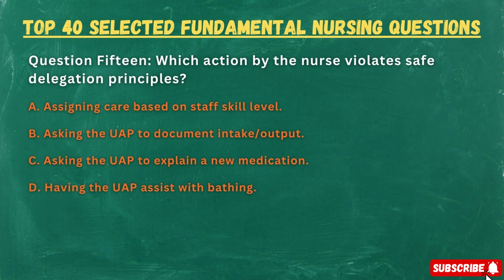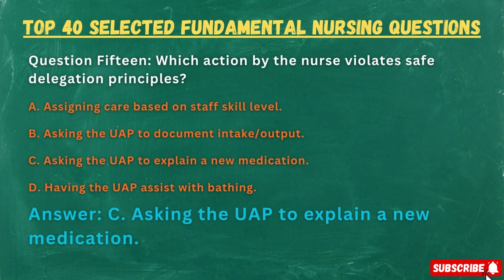Question 15. Which action by the nurse violates safe delegation principles? A. Assigning care based on staff skill level. B. Asking the UAP to document intake/output. C. Asking the UAP to explain a new medication. D. Having the UAP assist with bathing. Answer. C. Asking the UAP to explain a new medication.